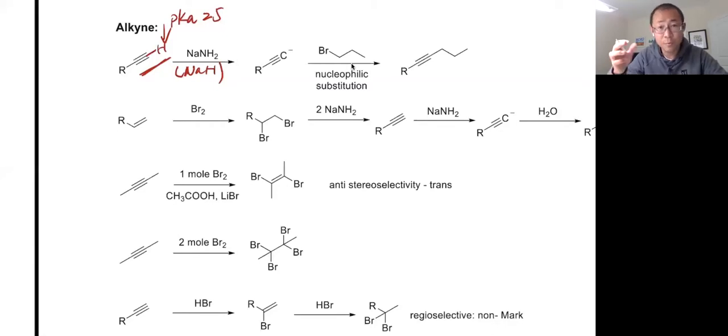So basically, after removal, you get a C minus, a carbanion intermediate. C minus is a strong nucleophile. It's a very nice nucleophile, so it can serve as a nucleophile to do a substitution reaction. The most useful substitution is if I use a primary halide, such as a primary bromide, so the carbon C minus can substitute the bromine.